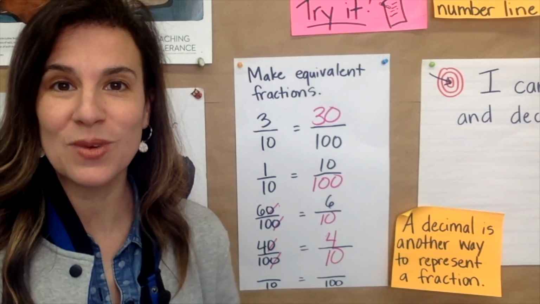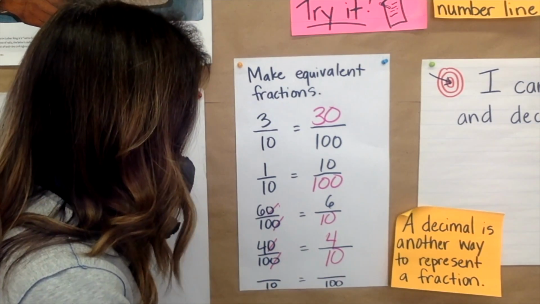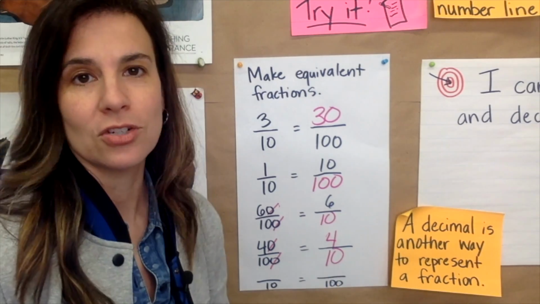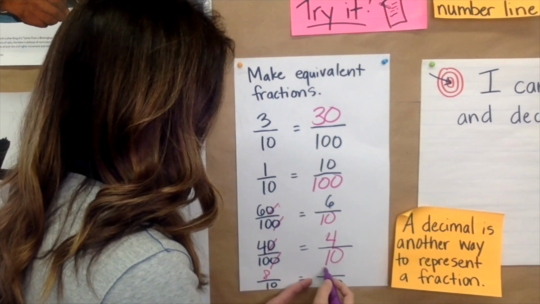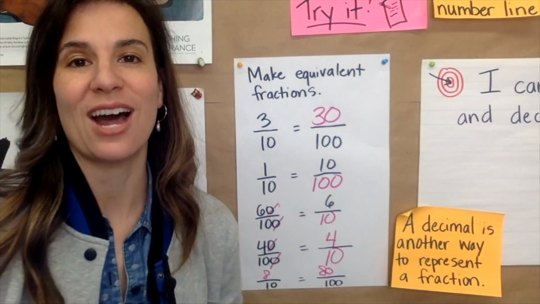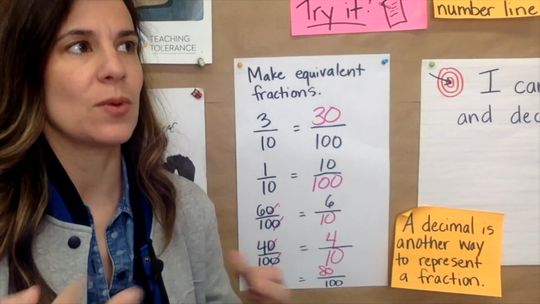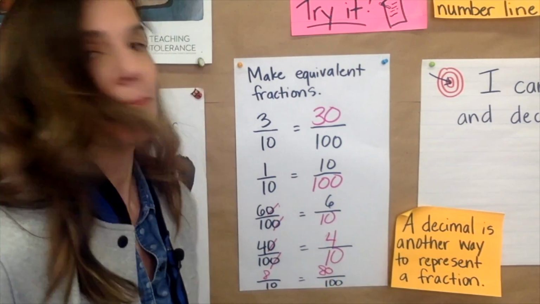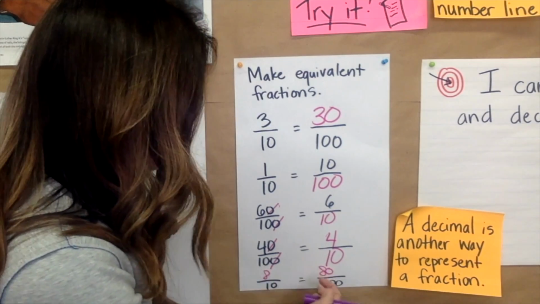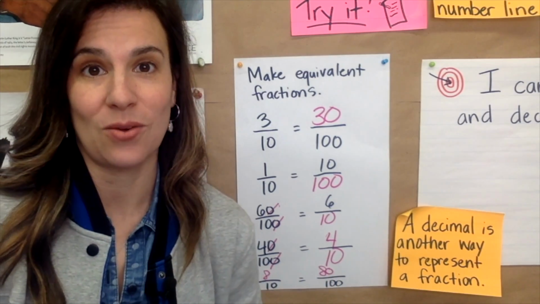Oh, and then the last one we get to make our own. Something out of 10 equals something out of 100. Let's do 8. 8 tenths equals, we see the pattern now, 80 hundredths. It's like we took that whole and we broke it up into even more parts, but 80 parts is still the same out of 100 as 8 out of 10 was from the original.